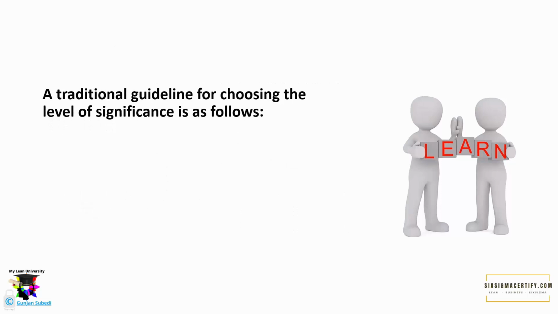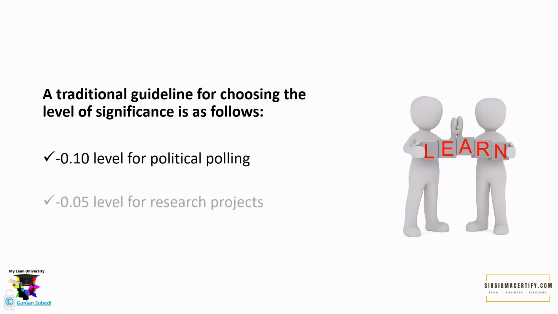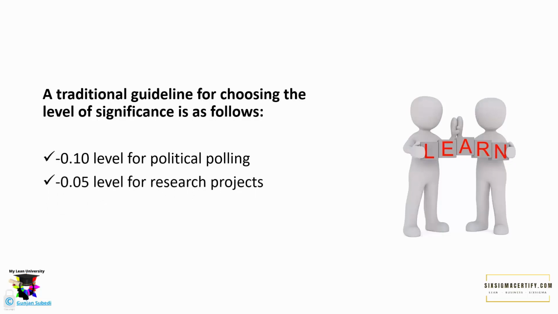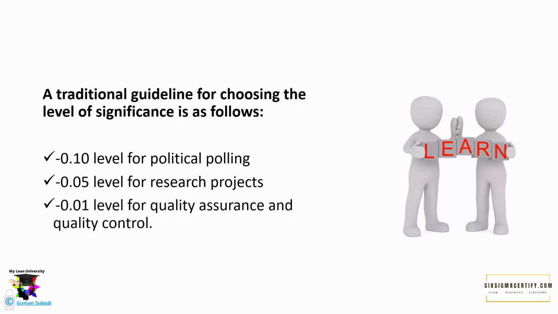Now here I want to present a traditional guideline for choosing the level of significance as follows. When you are doing any government or political polling, generally selecting the alpha value as 0.1 is popular. The alpha value is generally selected as 0.05 for research projects, and in this course too, we will be selecting the alpha value as 0.05 for all the examples explained in this course. We generally select the lower alpha value of 0.01 for quality assurance and quality control purposes, because the data and the result in such scenarios should be very precise.